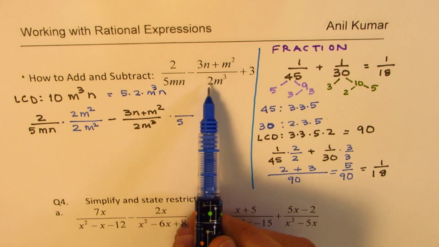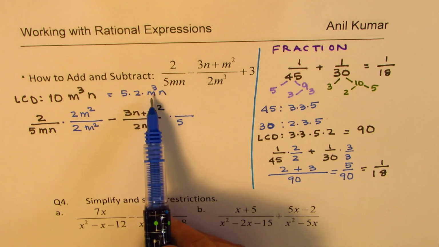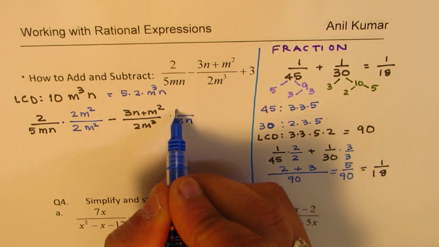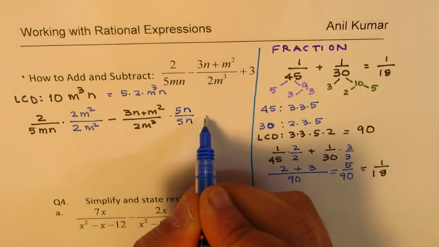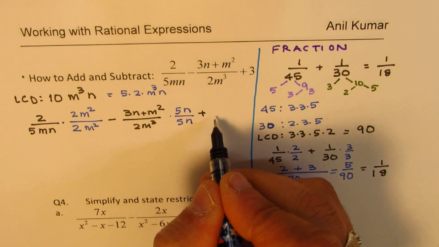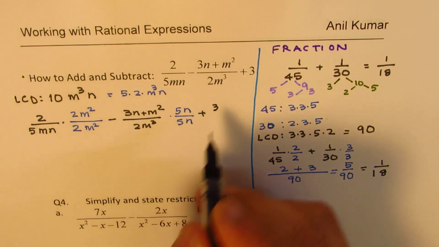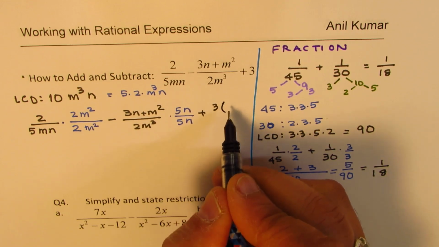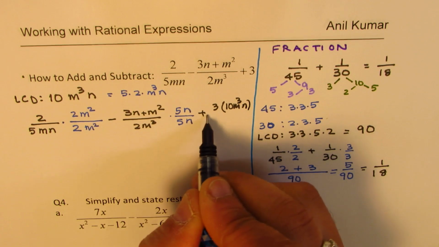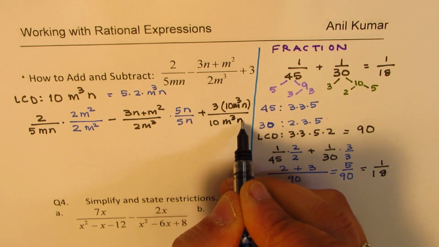So we know we have a 2, but we do not have a 5. So we write 5, okay? m we already have, n we don't have, so we'll put this. So we'll multiply and divide by 5n, right? And then the next term is 3, which has a denominator of 1, so we don't even have to think. We have to get all these terms in place, right? So we'll multiply with 10 m cube n, and we'll also divide by 10 m cube n.